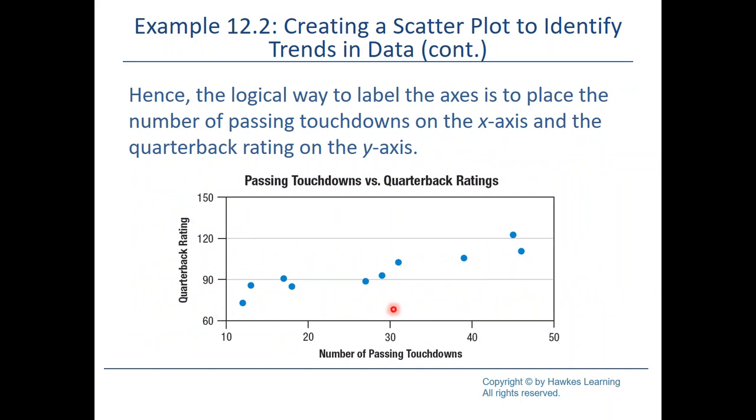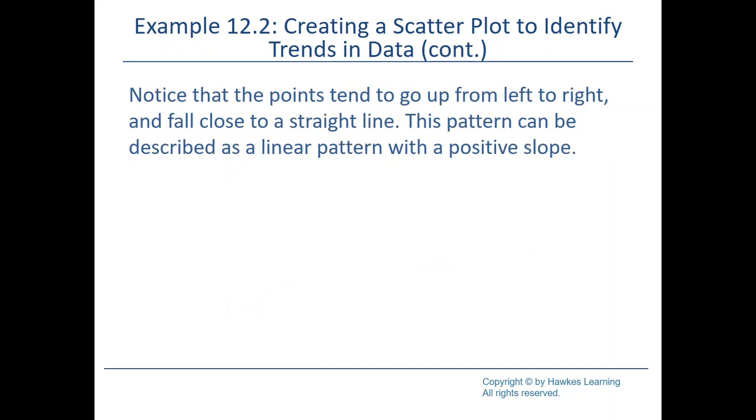Do notice one of the things here: as I move from left to right, my number of passing touchdowns kind of clusters together with my quarterback rating. And it is going up from left to right, so it does look like it has a positive correlation. It's not a perfectly straight line, but it does look like it's gathered around possibly a straight line there. That's one of the things we want to notice. And because of that, I want to go into a little more depth on what we mean by this linear pattern and this positive slope.